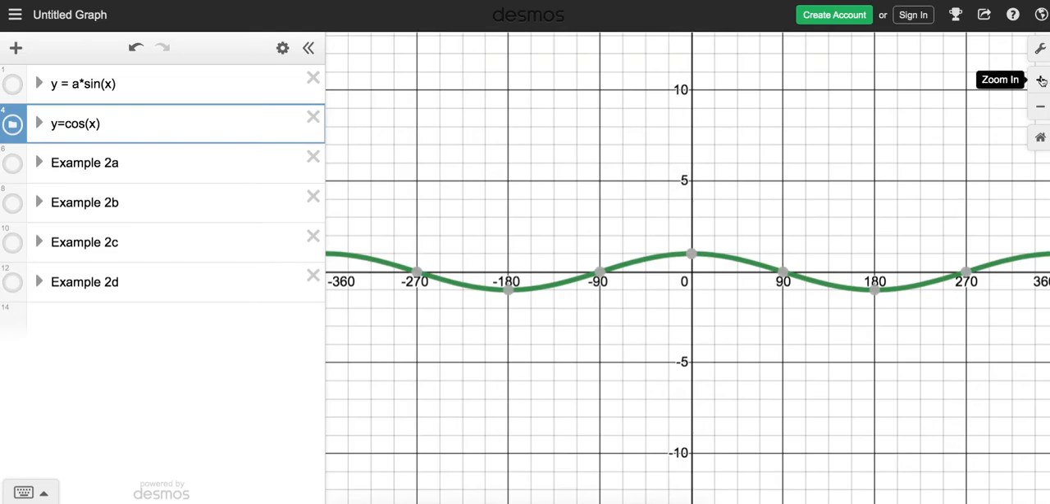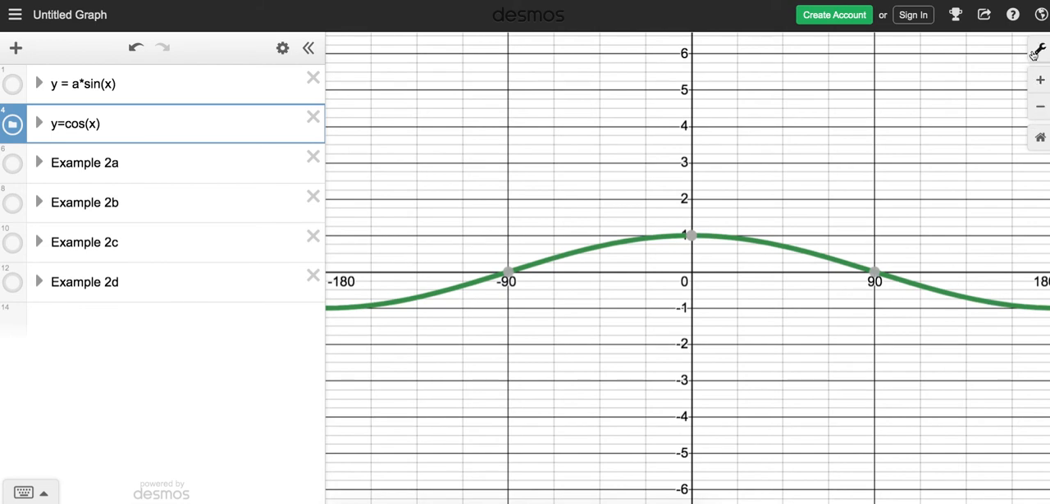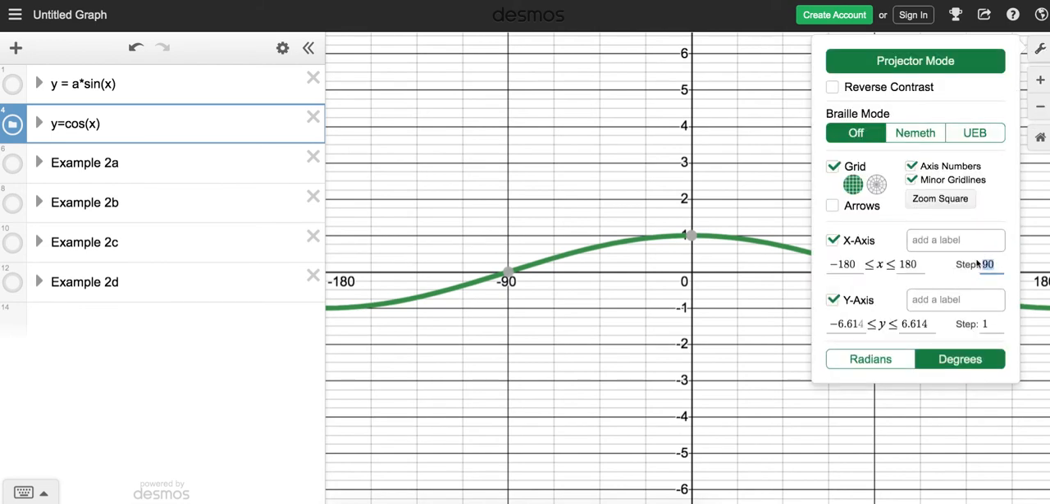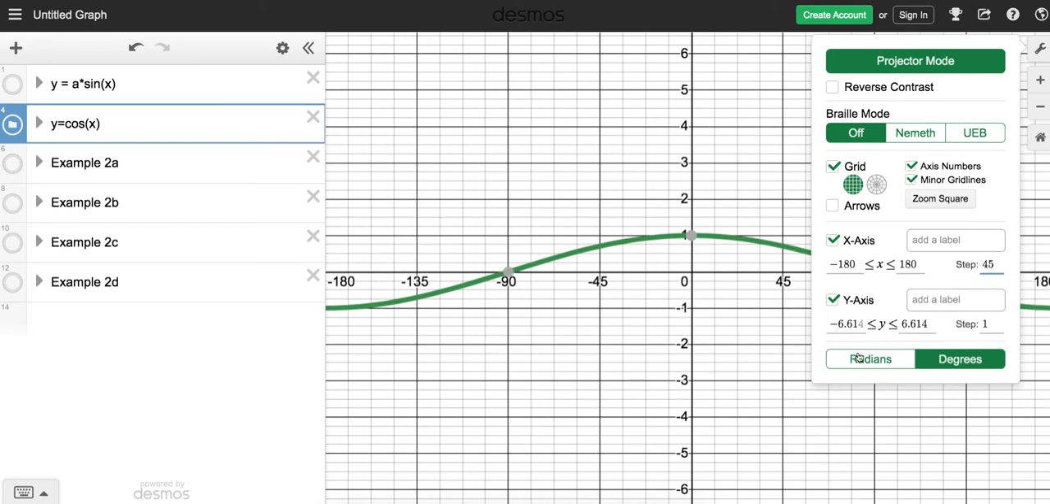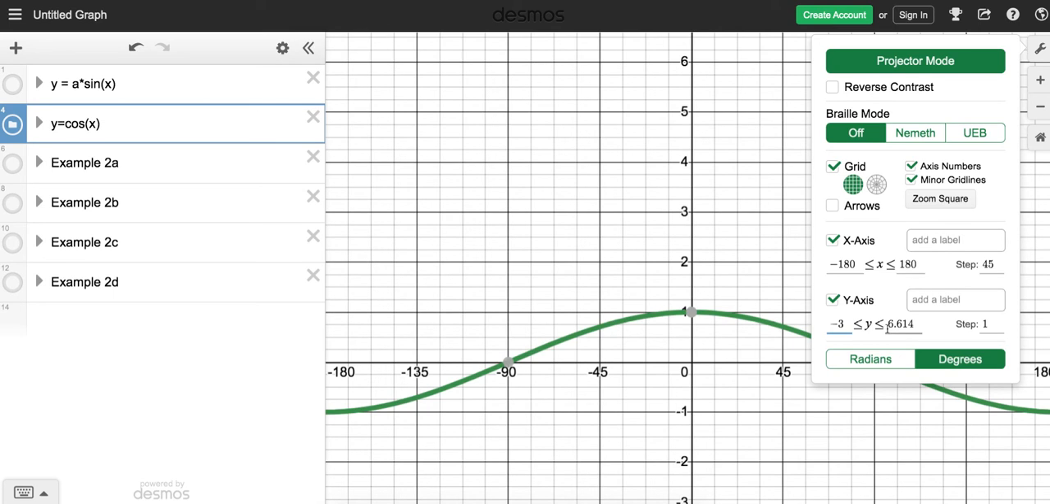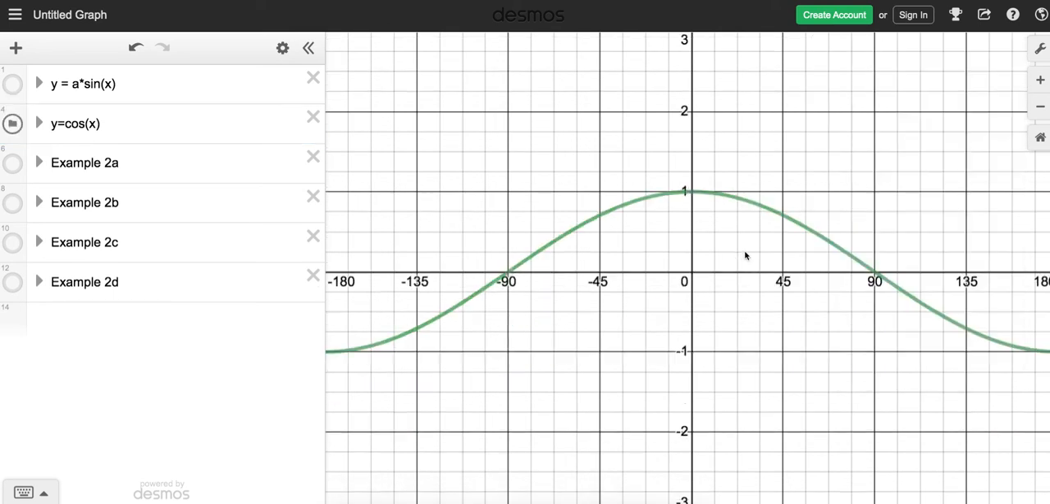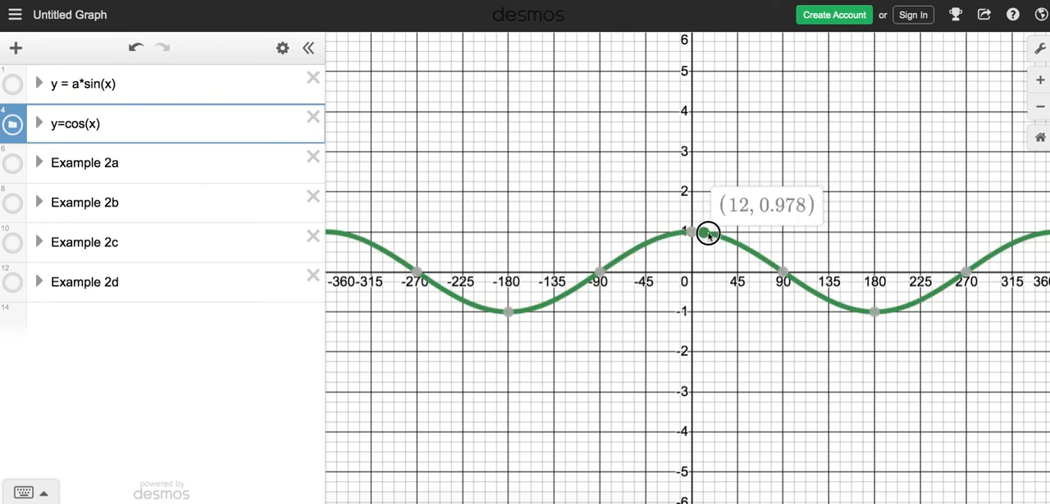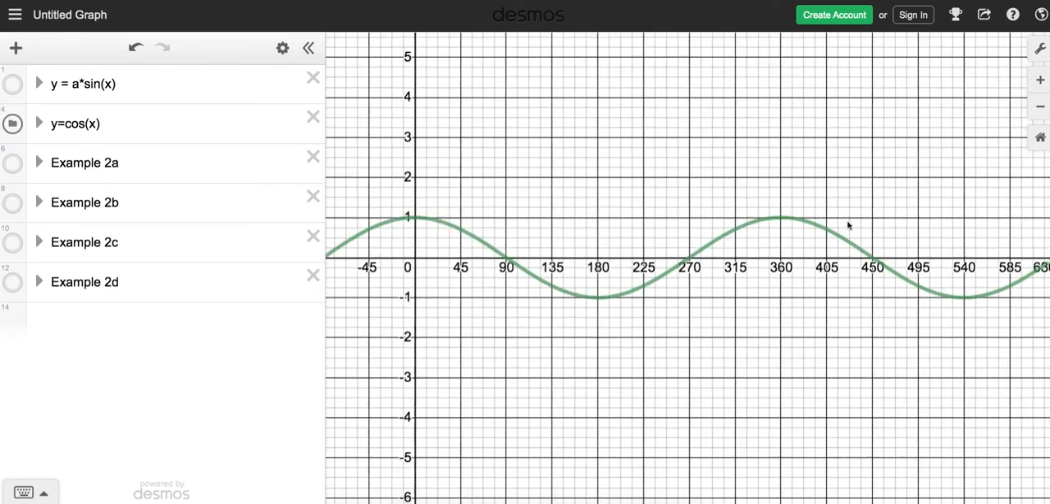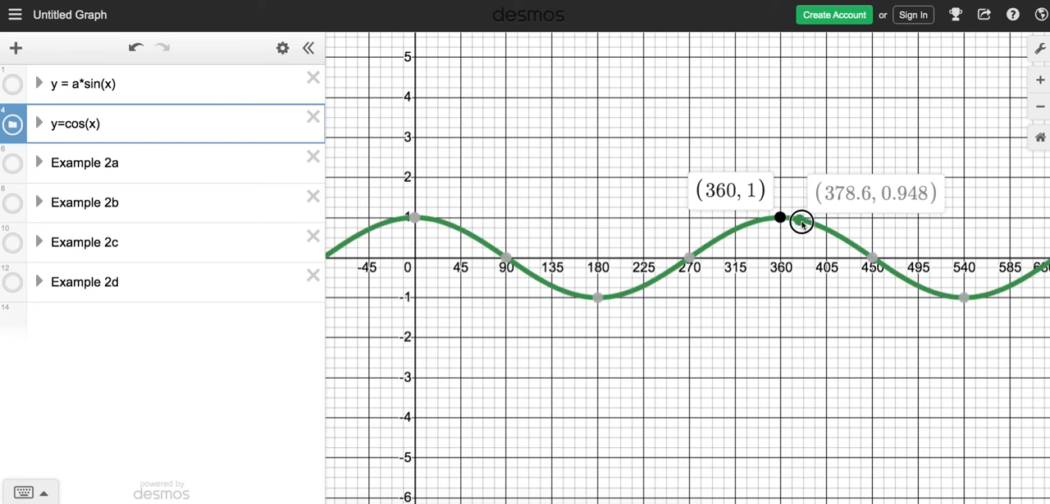So if we take a look at the, you know what, let me fix this to step of 45. And we'll go y is -3 to 3. There we go. If we trace along the graph, we get 16 degrees, 0.961. We go down to -1, and then we go back up again. And then once we start back at 1, as we did over here, then we trace the same y values, and they just keep cycling through from 1 to -1 and back again for cosine.